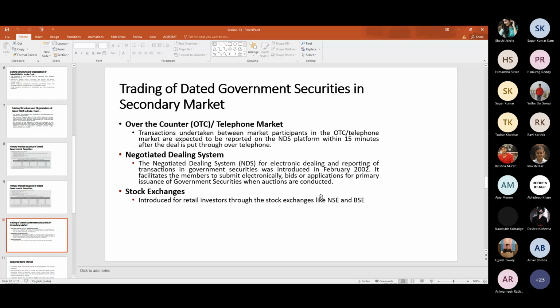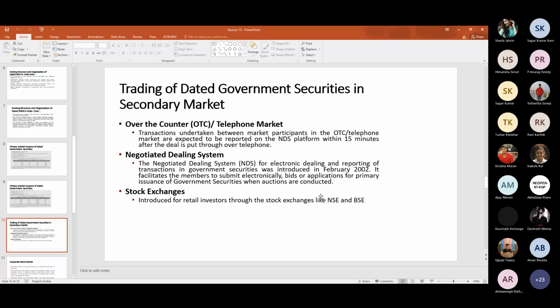There are three ways these securities are traded. One is the over-the-counter market. The transactions undertaken between the market participants in this market are expected to be reported on the NDS platform, that is the negotiated dealing system, within 15 minutes after the deal is put through over the telephone. So if any two market participants are trading through the over-the-counter market, all the details of that trade have to be reported on the online platform, which we call the negotiated dealing system.